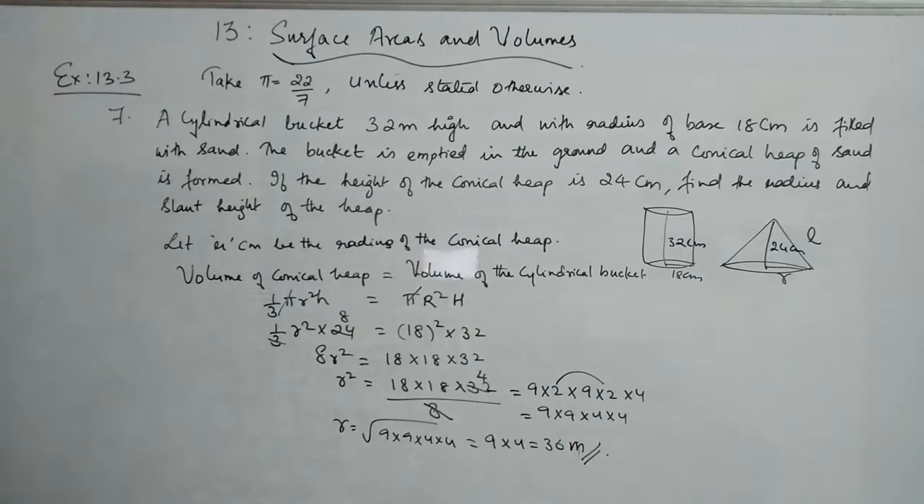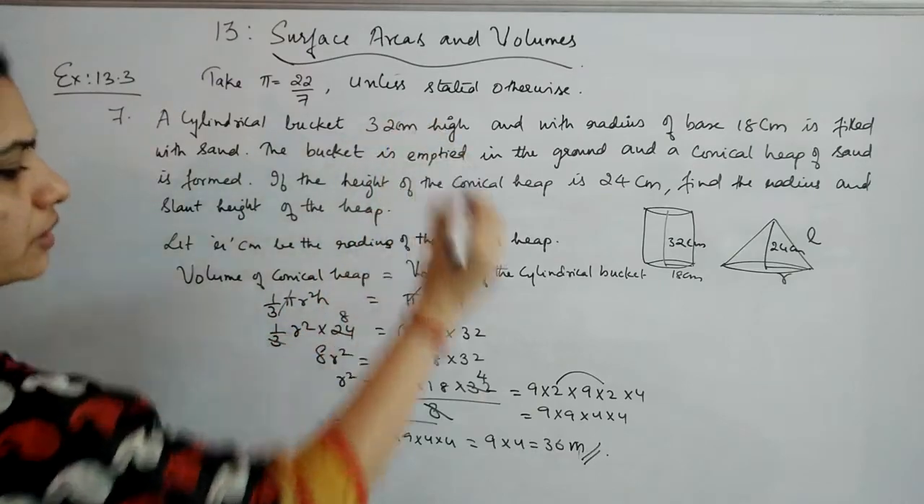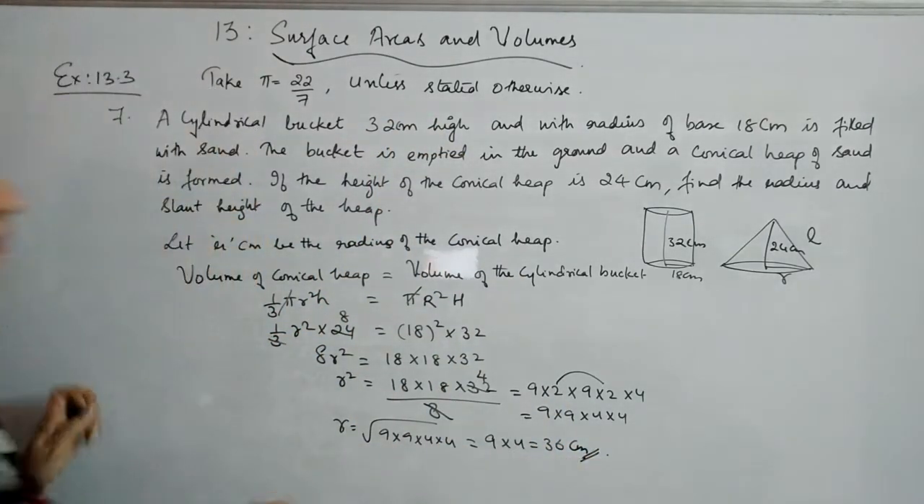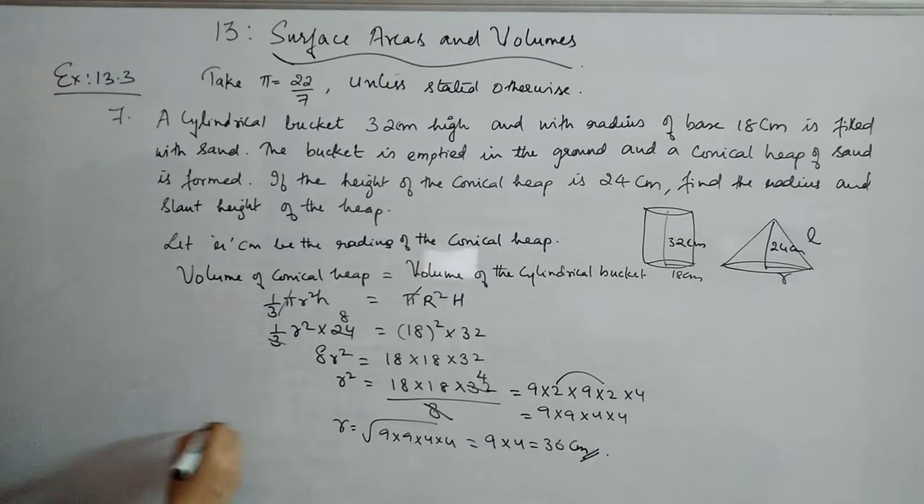Meters or centimeters? So this is centimeter. So R is 36 centimeter. Now you need to find out what L is also, that is the slant height. What is the formula?